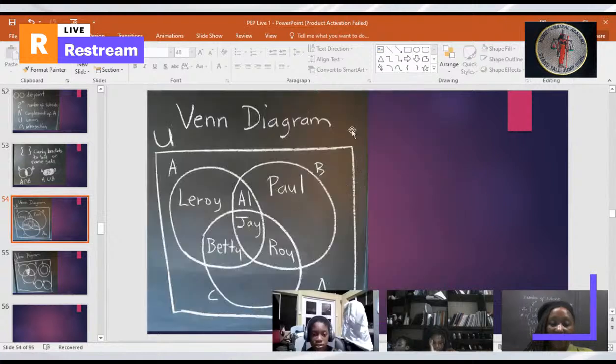All right, so here we have our Venn diagram. We put the capital U at the top to represent the universal set, or all the elements being considered. In this case, we have three sets intersecting, set A, set B, and set C. So where J is, right in the middle, J is an element of all three sets. See the intersection of all three.